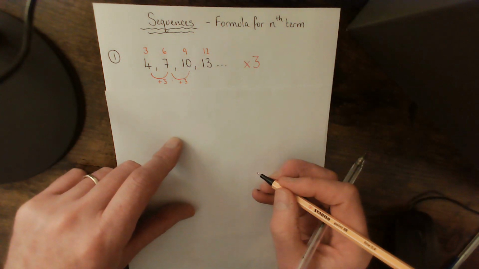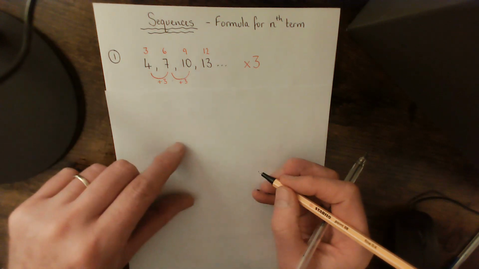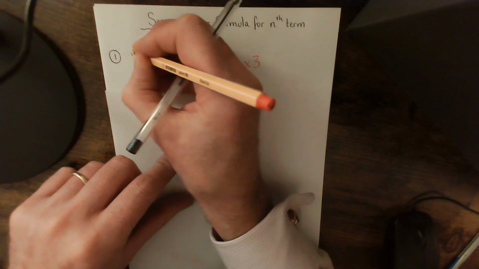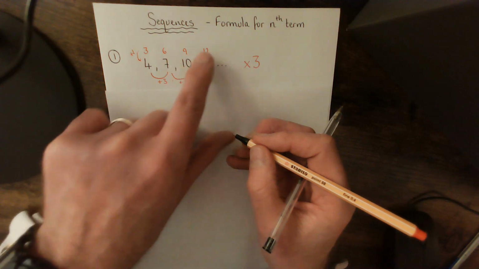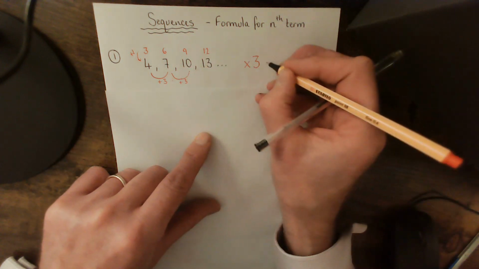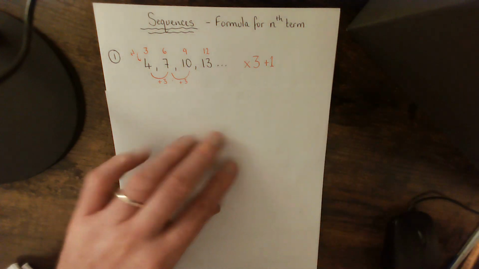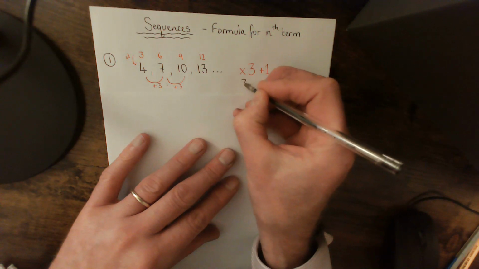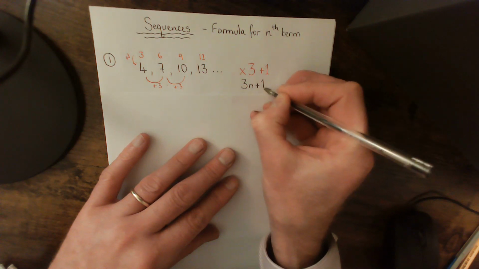How do I then get from my 3 times table to the number that I've got? Well, all I'm doing is adding on 1 each time. 6 add 1 is 7, 9 add 1 is 10, 12 add 1 is 13. So there we've got times 3, add 1, and that allows me to write down a formula, change the times 3 into 3n plus 1.